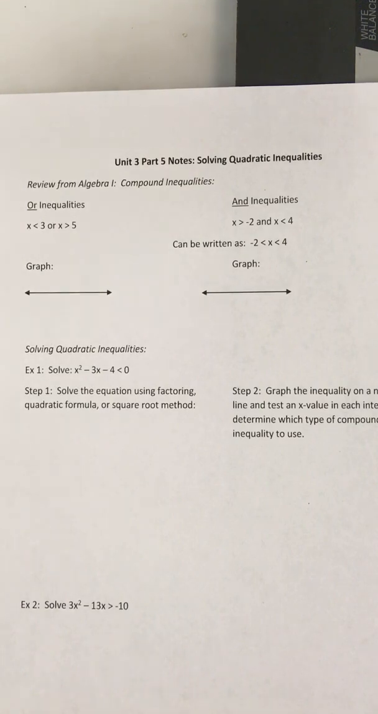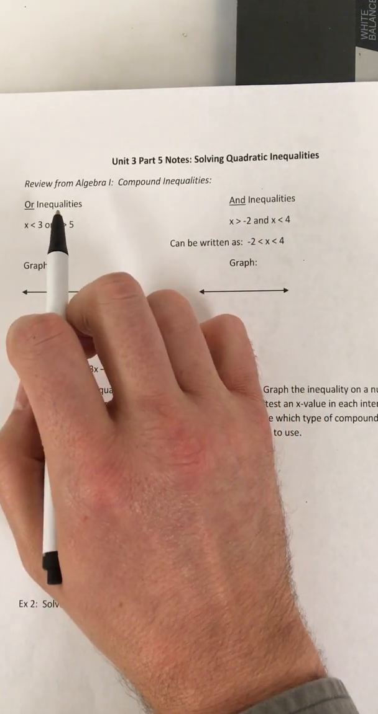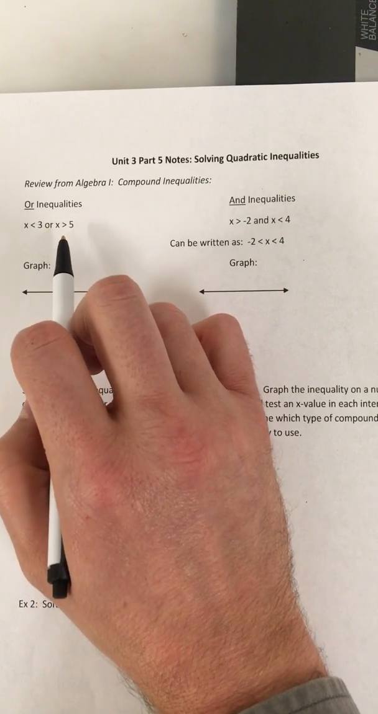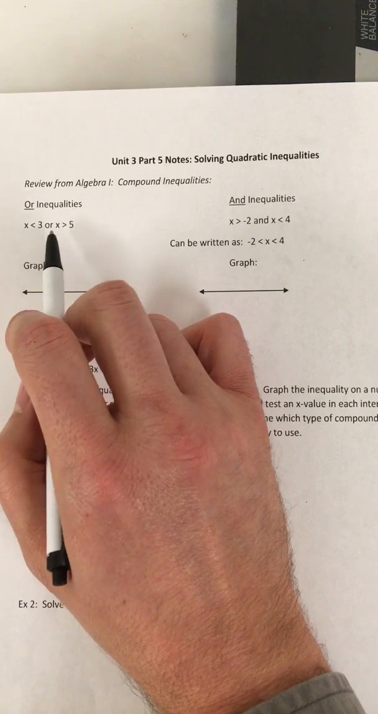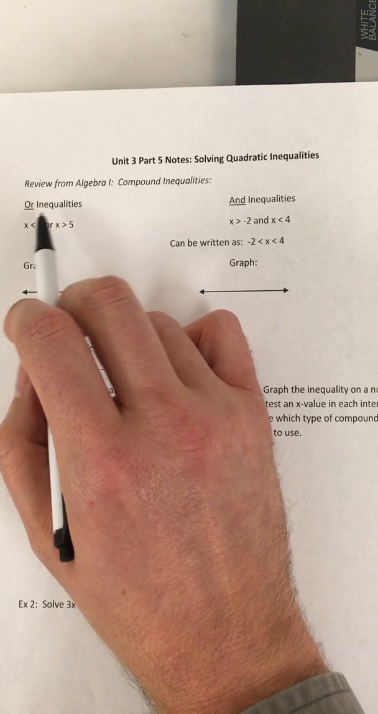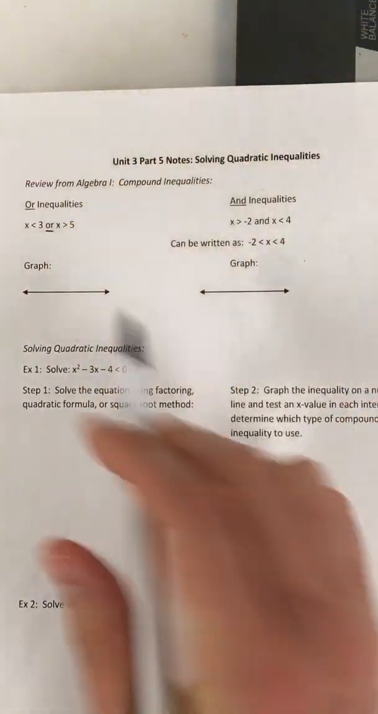There's two types. First one is OR inequalities, something like x is less than 3 or x is greater than 5. Can you think of a number that's smaller than 3 and greater than 5? No, me neither, because there is no such number. That's why it's called an OR inequality. A number can be that or that.